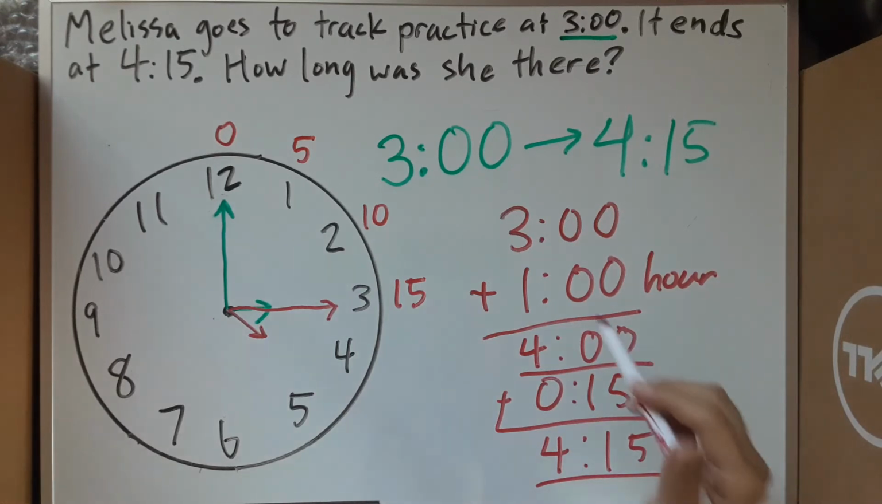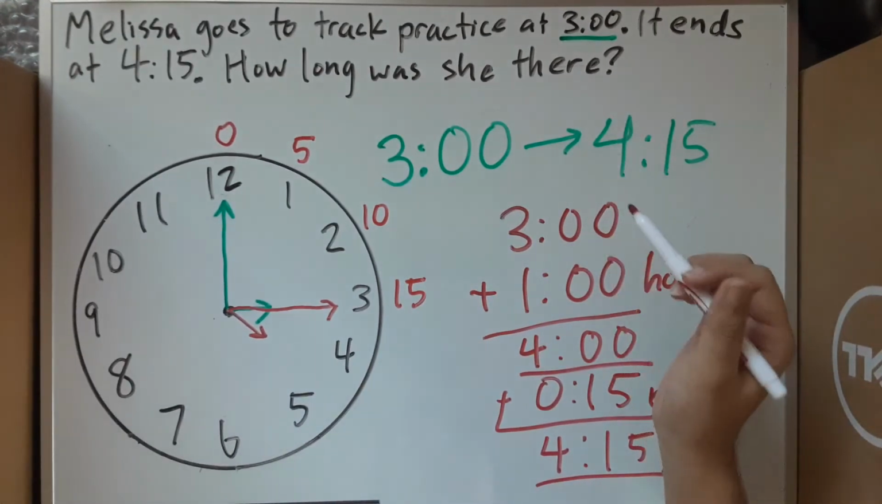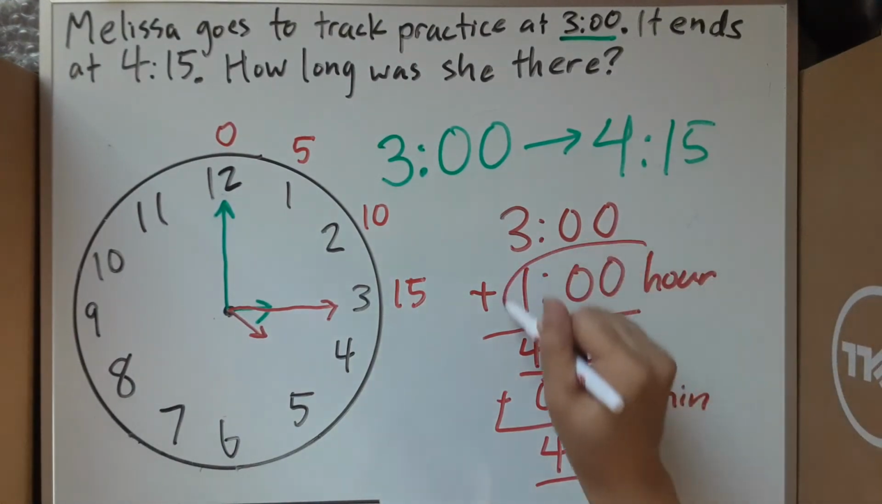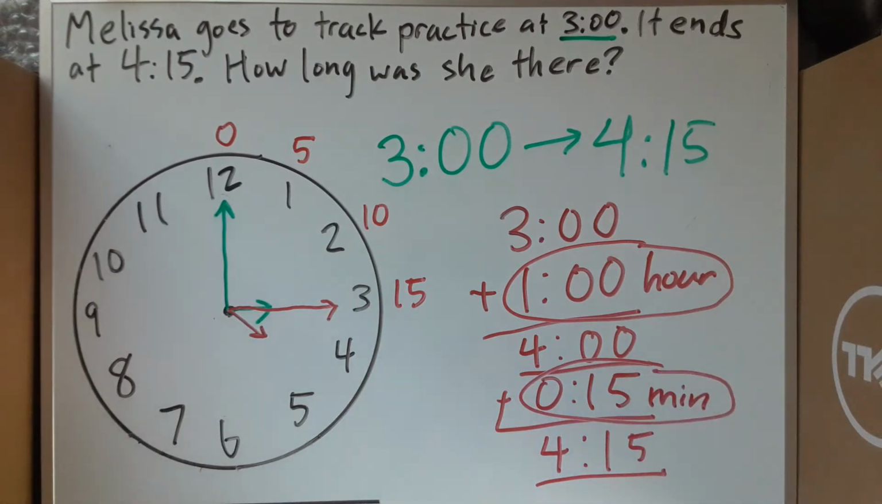So, how long was Melissa at track practice? She was there for 1 hour and 15 minutes. Let's do another problem.